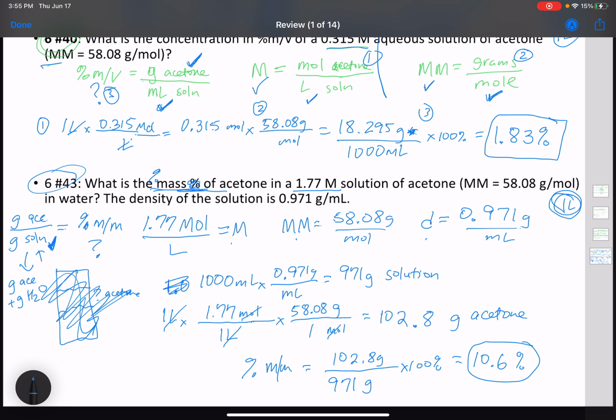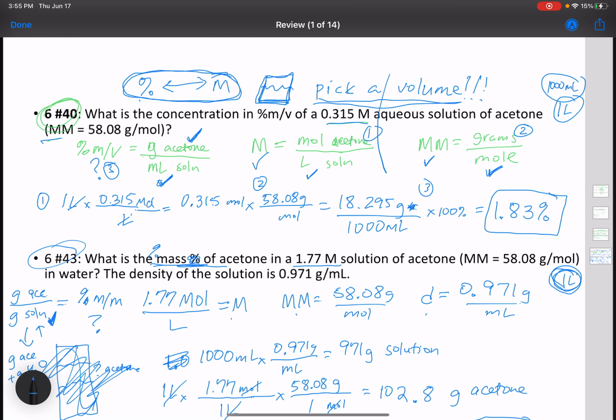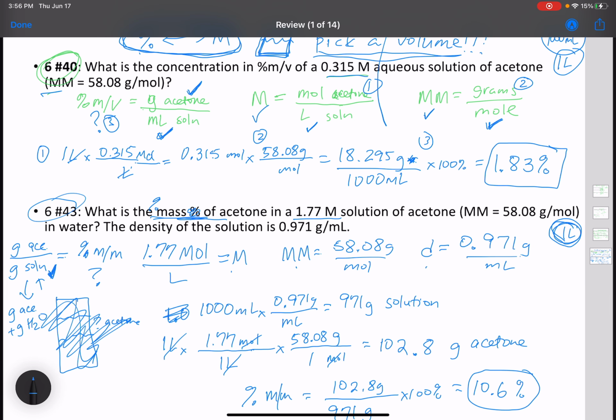So writing out the things that you have and then making sure you realize when you need to pick a volume to start with. Another way to think of it is if you're not given a starting amount of something, then oftentimes you need to pick that starting amount. But the reason we can do it is because when we're converting between concentration units, percent versus molarity, it doesn't matter what volume we use because the concentration is not changing. We can use any volume we want. You don't have to use 1 liter. You can use whatever, 2.86 liters if you want. I don't care. It just makes the math easier to use the number 1.